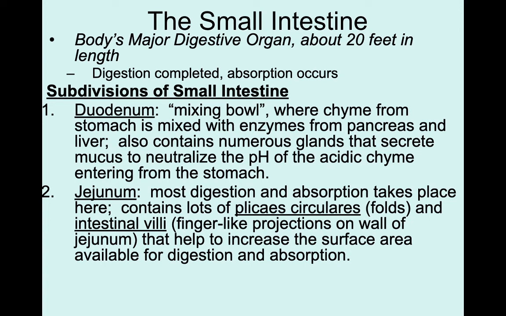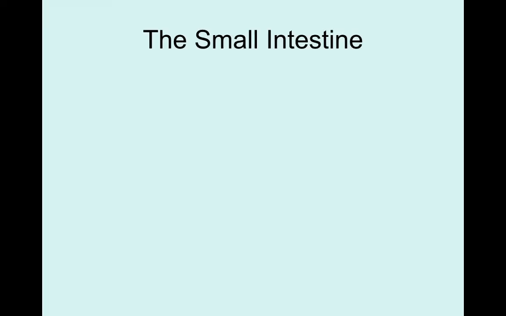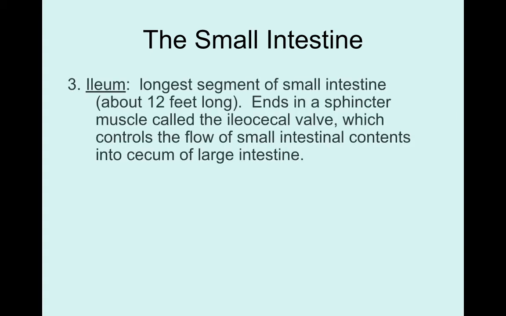We want to increase the surface area of the jejunum so that we can absorb as many nutrients as we can from the food that we eat. And those plicae circulares and intestinal villi help to increase the surface area so that we can get maximum absorption of the nutrients from our food.